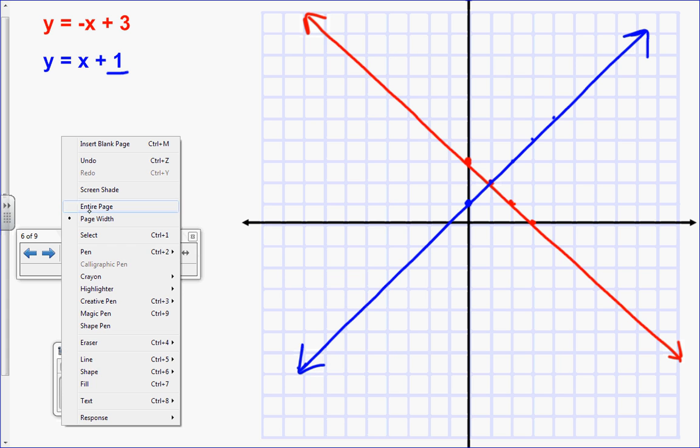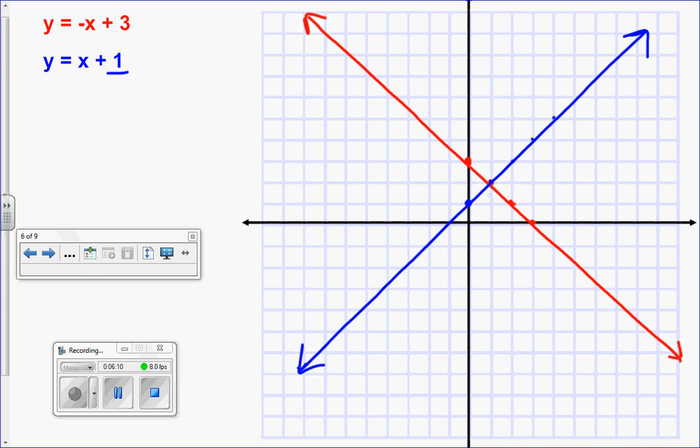And the point where they cross is right there. And that's at the point 1, comma 2. So that's the solution to that linear system.